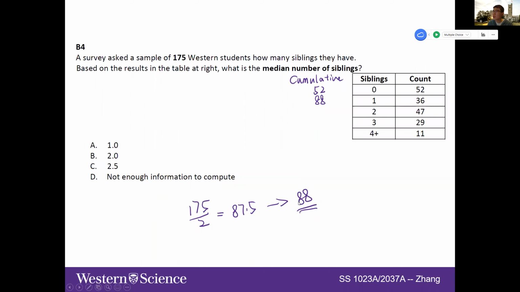So the answer for B4 is 1, because the 88th individual is located in the second class, and the second class has the value of 1. So that's why it's 1.